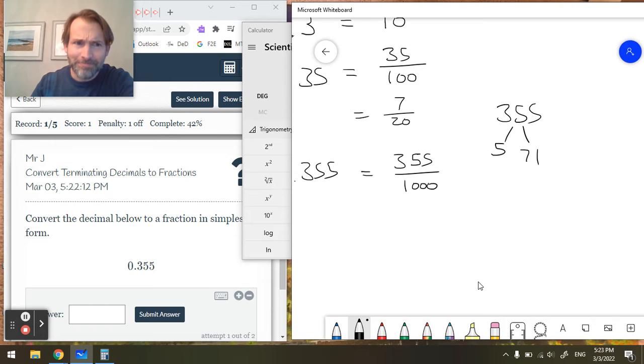How would you test that? You could look on your times tables and see if you see it anywhere, and you won't. Or you could test it for divisibility by all the things, and you'll find it's not divisible by any of them.